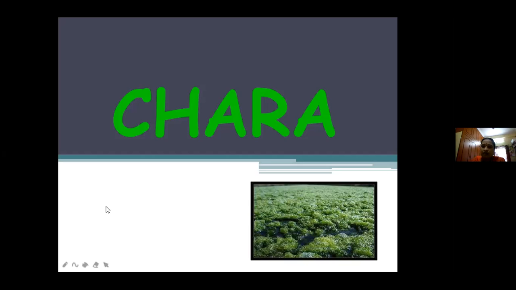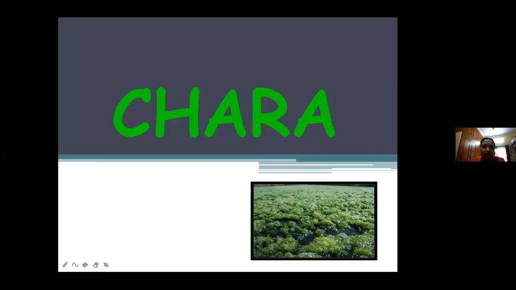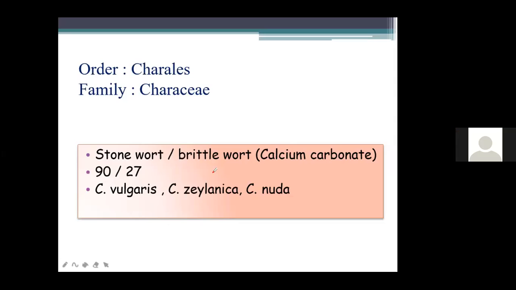Okay, see here, girls, Chara. First, when you take the type studies, what is the most important? Classification is the most important. See here, the division is Chlorophyta, class Chlorophyceae, order Charales, family Characeae, and the genus name is Chara.